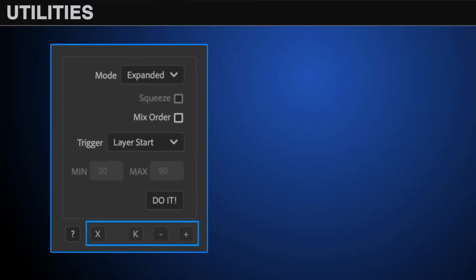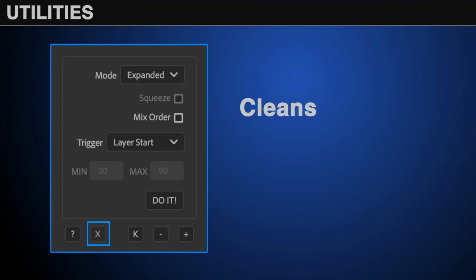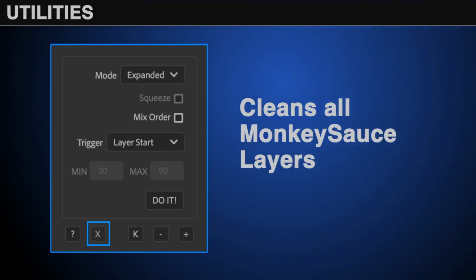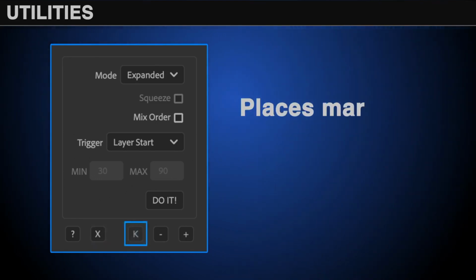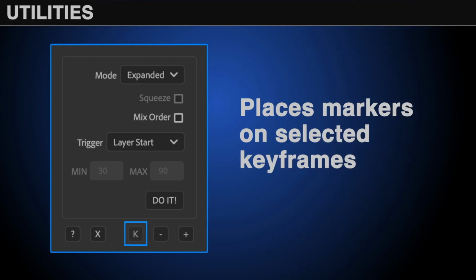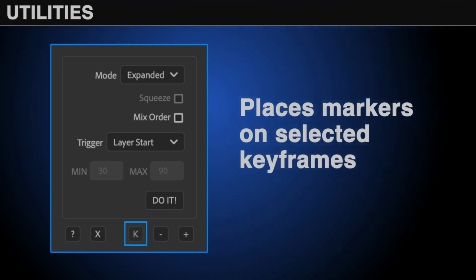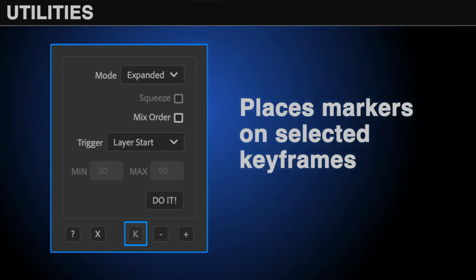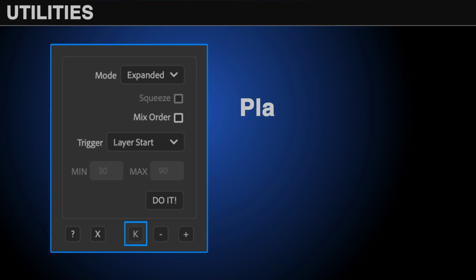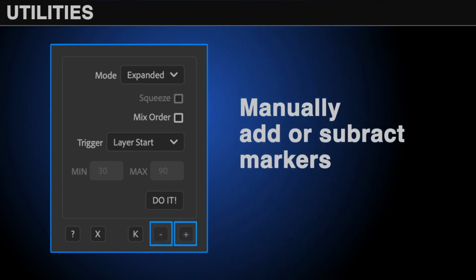Lastly, at the bottom of the UI, we've included some utilities. The X button cleans your comp of all MonkeySauce layers, even locked or shy ones, and allows you to start fresh. The K button will place a marker at all selected keyframes on one or more layers to use as a marker sync. This is great if you want to trigger audio based on specific motions in an animation. We also added plus and minus buttons, so you can easily add or subtract markers if you need to.